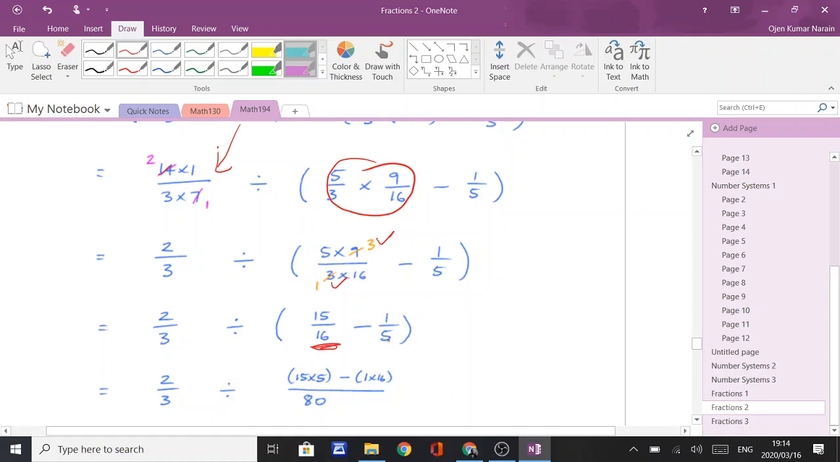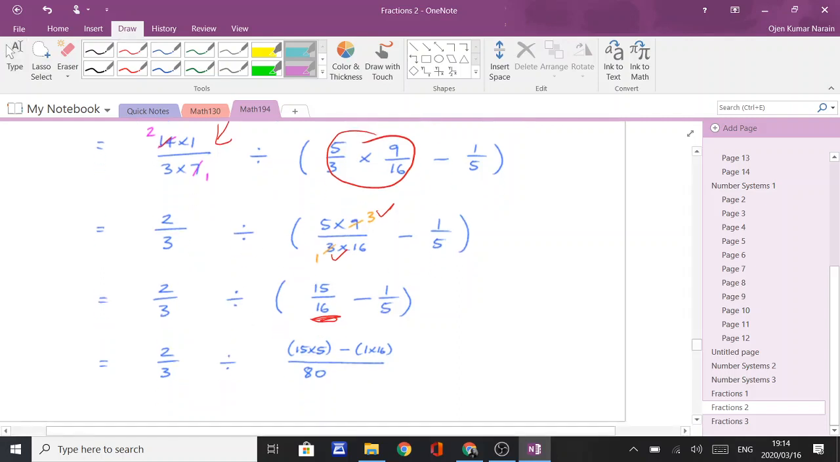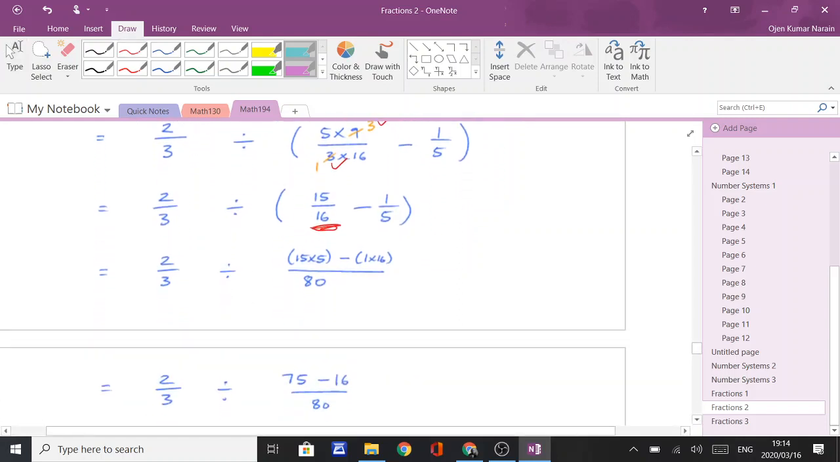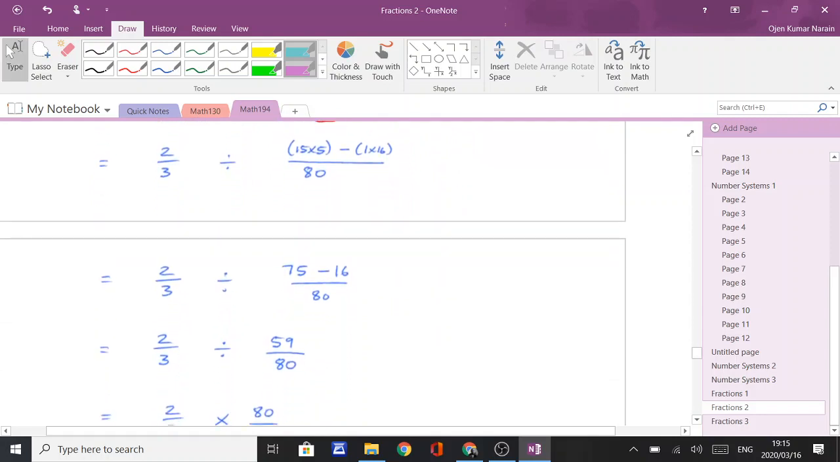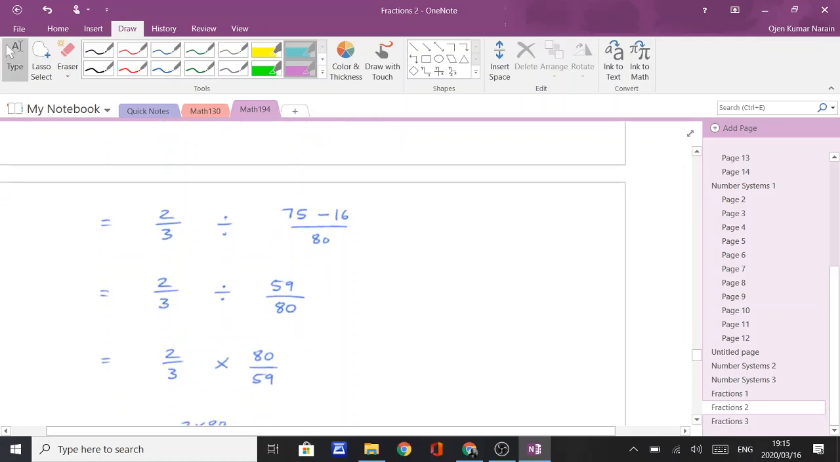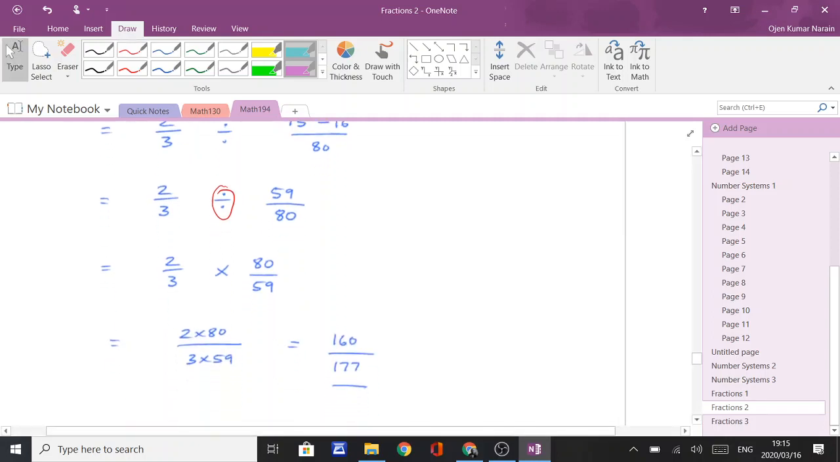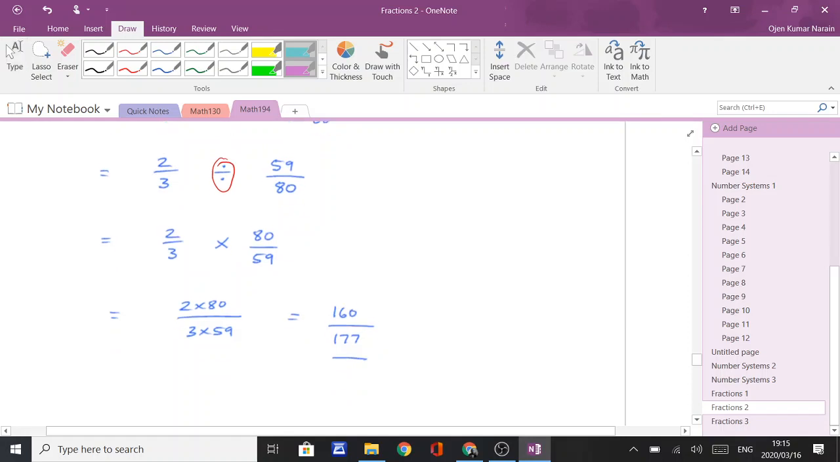Again, the LCM of 16 and 5 is 80. So we have to write both those fractions out of 80. So 75 minus 16 divided by 80 is 59 divided by 80. So we have a division here, and the rule for division is we multiply and invert the second fraction. So that's 80 over 59. And multiplication becomes easy. 2 times 80 divided by 3 times 59, 160 divided by 177.